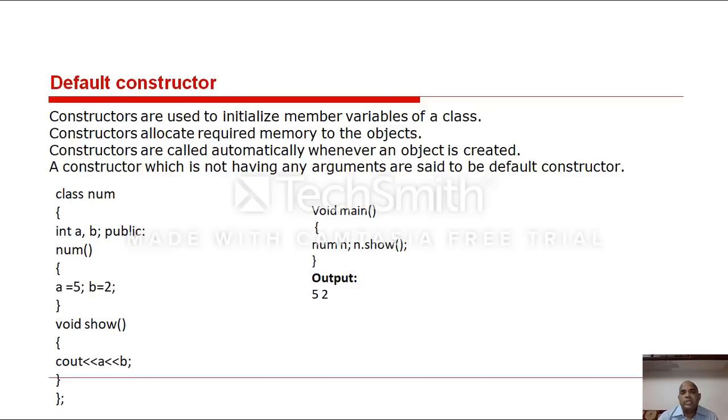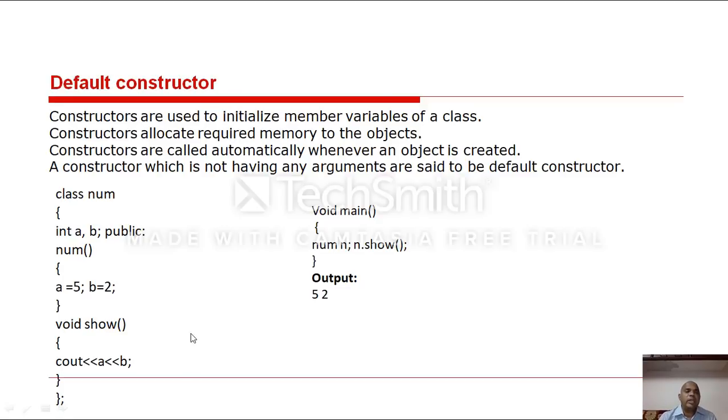Then default constructor. Constructors are used to initialize member variables of a class. Constructors allocate required memory to the objects. Constructors are called automatically whenever an object is created. A constructor which does not have any arguments is said to be a default constructor.